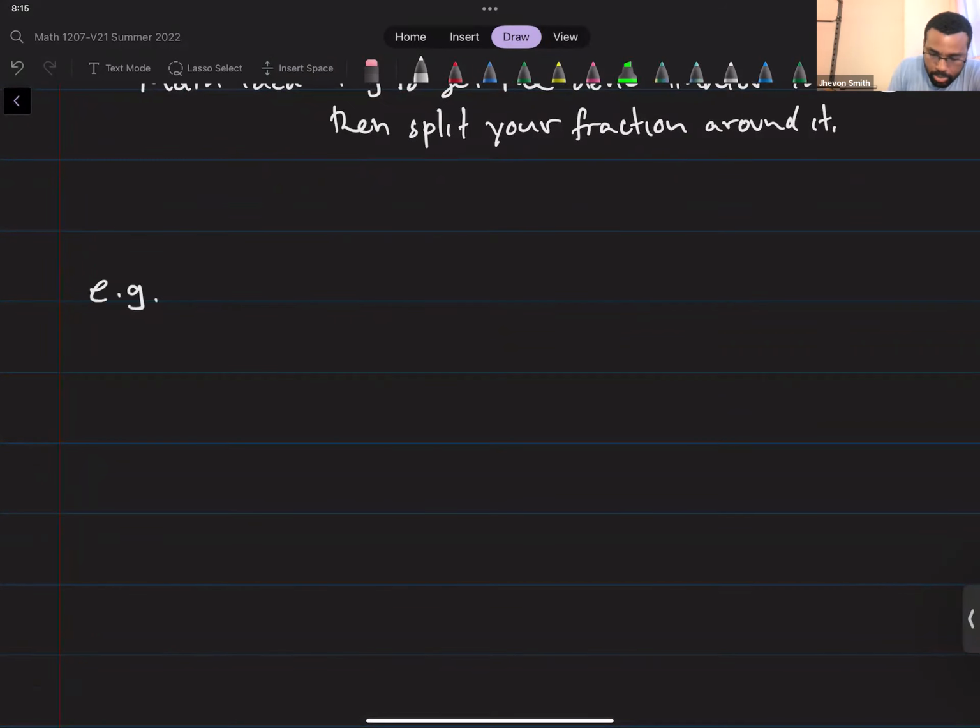Example. Let's say we have the expression (x squared plus 1) over (x squared plus 2). It is not proper because the highest power in the numerator is the same as the highest power in the denominator. We need the highest power in the numerator to be strictly less than the highest power in the denominator. So this is not proper, which means I can't even think about doing partial fractions on this, ignoring the fact that I couldn't do it anyway because I can't factor the denominator.